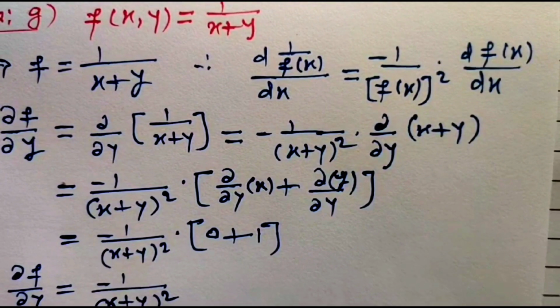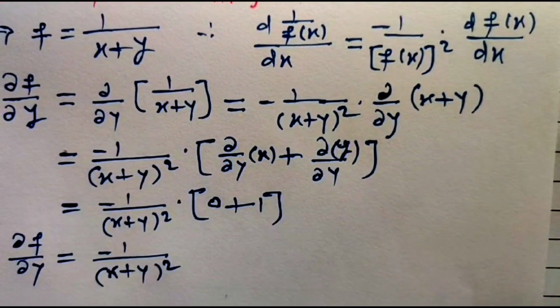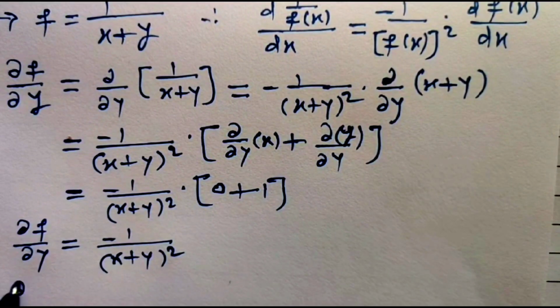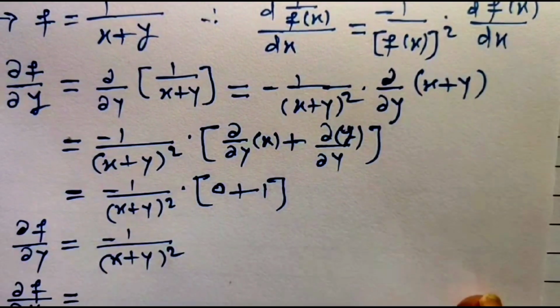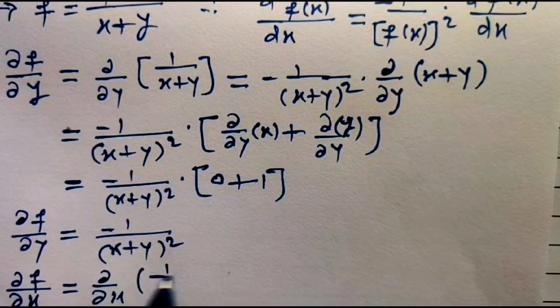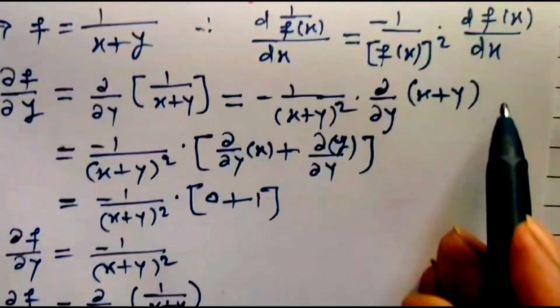Similar to this, we have to find the partial derivative of f with respect to x. Hence the partial derivative of f with respect to x is equal to the partial derivative with respect to x of 1 upon x plus y. Again apply this formula.